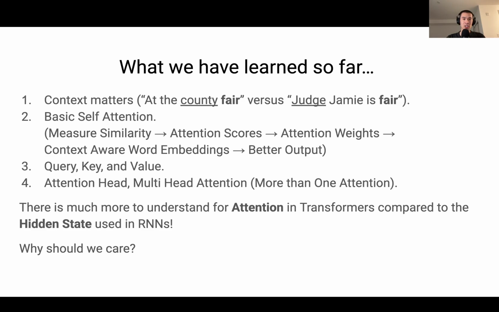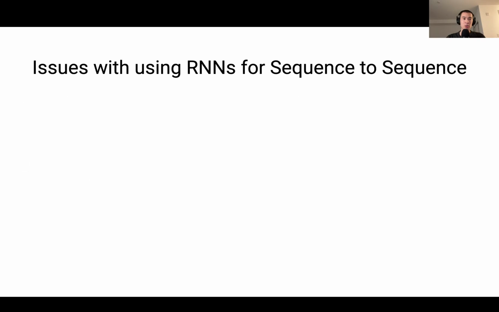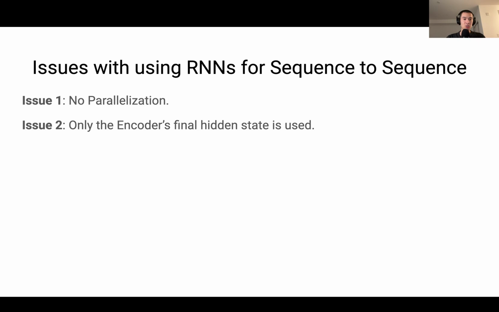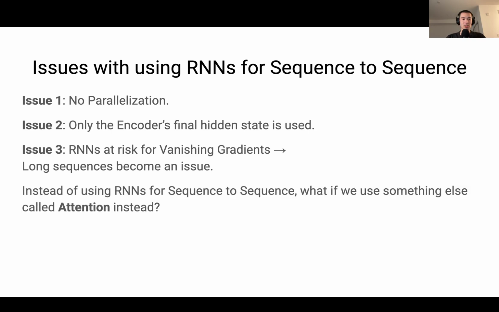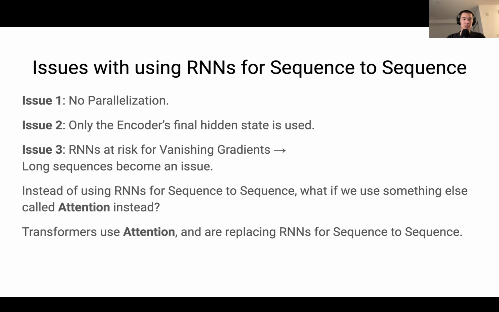And the answer for why you should care is because earlier on in the course, we talked about issues with using RNNs for sequence to sequence, right? Issue 1, no parallelization. Issue 2, only the encoder's final hidden state is used. Issue 3, RNNs at risk for vanishing gradients, so long sequences become an issue. Instead of using RNNs for sequence to sequence, what if we use something else called attention instead? Transformers use attention and are replacing RNNs for sequence to sequence. And in the next video, I will go into a deeper dive for a lot of the benefits that attention has over RNNs and hidden state.